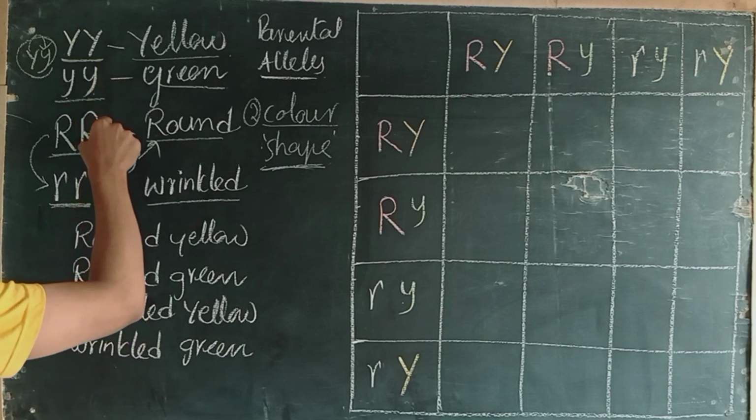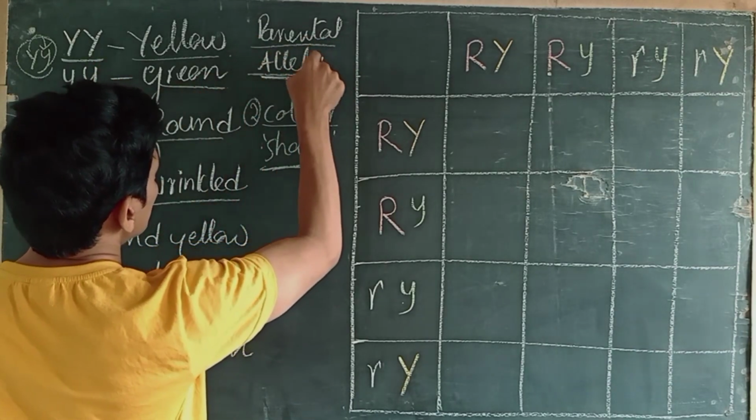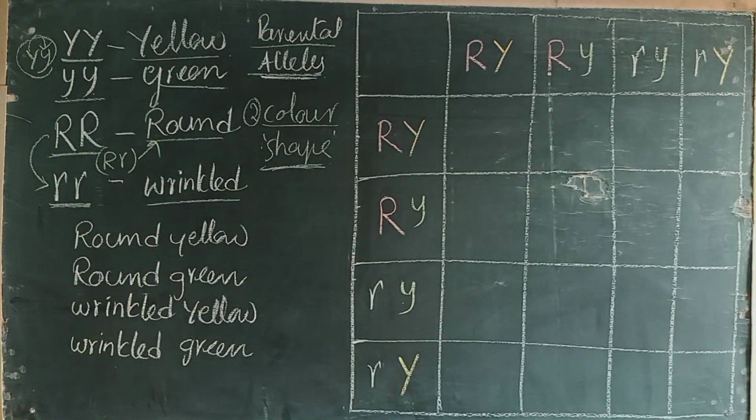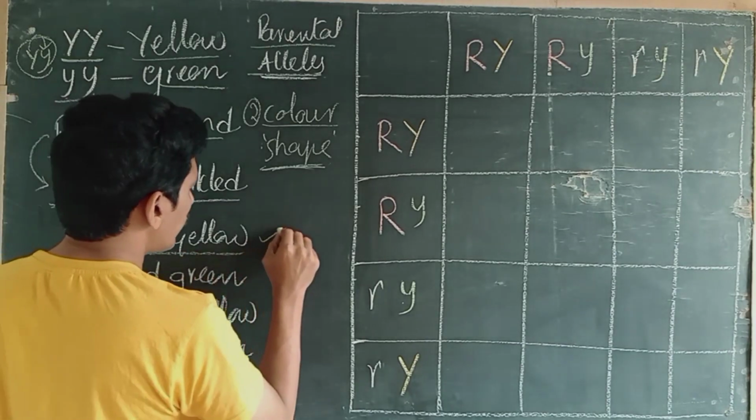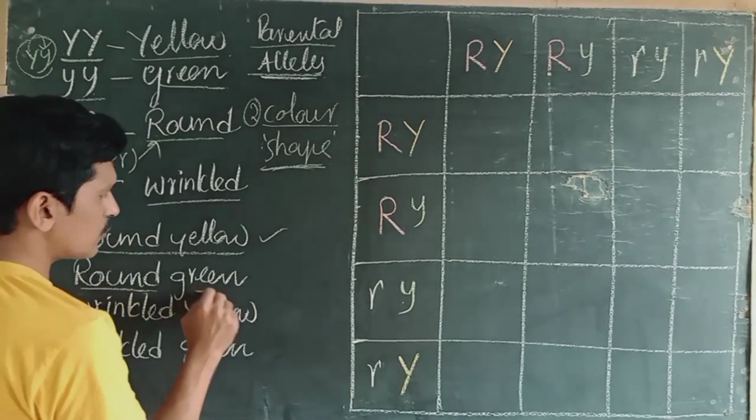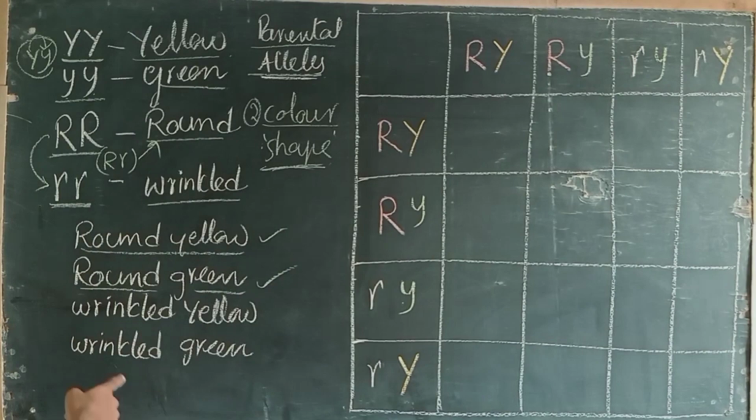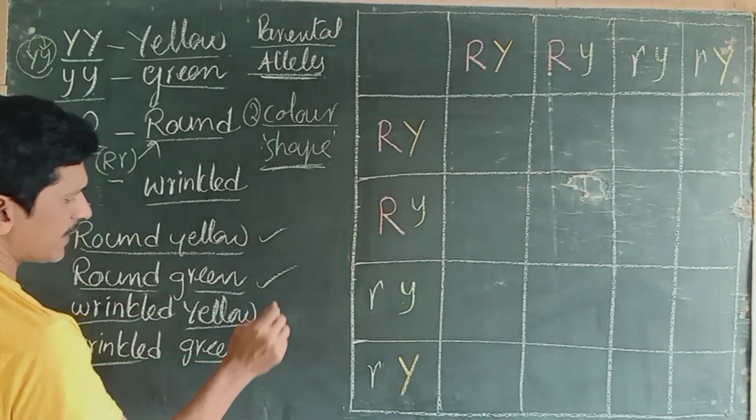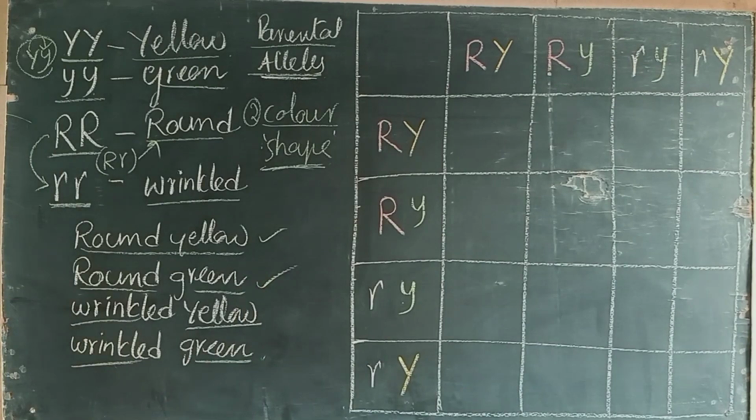So these are the parental alleles. These parental alleles are cross-pollinated, and he got the generation F1. In that he got a few factors: round yellow, round green, wrinkled yellow, and wrinkled green. And how these characters have formed and what percentage of these characters are formed in the next generation, we will see with the help of a checkerboard.